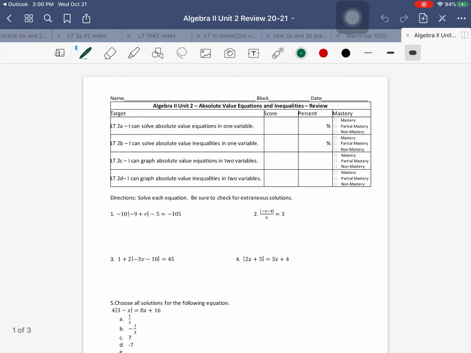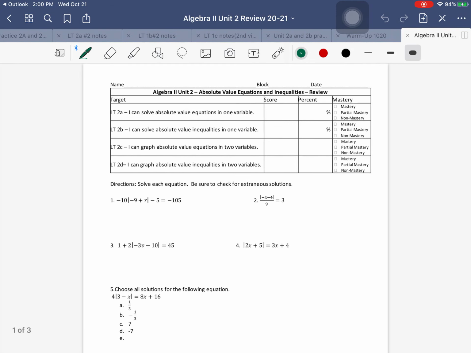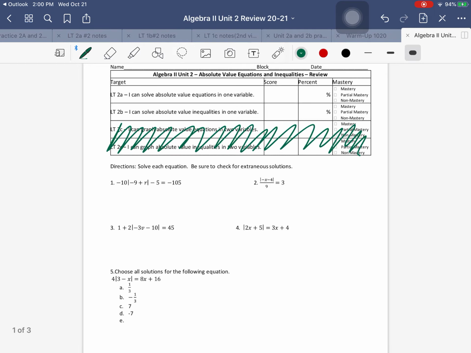All right, so this is the Unit 2A, 2B test review answers and guide. First of all, up top, it does talk about the 2C, 2D. I forgot to take that off. My bad, guys. There's no 2C or 2D on the actual test. It's just 2A, 2B. So let's get working on these problems.